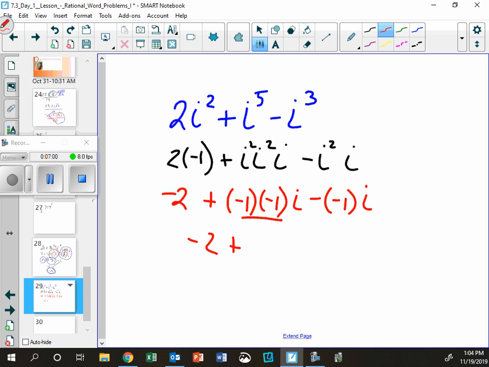All right, so I'm going to be really careful. Negative 2 plus, what's that? What's this? Positive 1, i, so I can just call it i. And then what's that? Positive 1, i, so that's just i again. And then i plus i is 2i. And then I'm going to say it's negative 2 plus 2i.